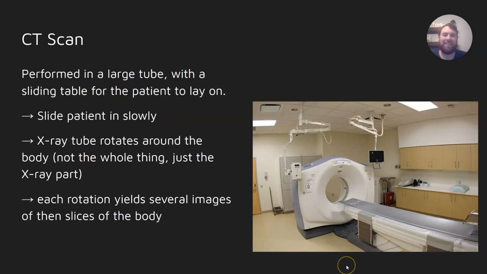A CT scan is something that you've heard of before, but you might not have seen one in person. It's performed in a large tube like this right here with a sliding table that the patient will lay on top of. And we're going to slide them in slowly through that tube. And the X-ray itself is actually going to be rotating around the body, at very high speeds here. The machine itself doesn't rotate, but the X-ray camera inside of it will rotate over and over, and each rotation will yield several images of the slices of the body so that we can see it from multiple angles. It's like taking an X-ray from 360 degrees.